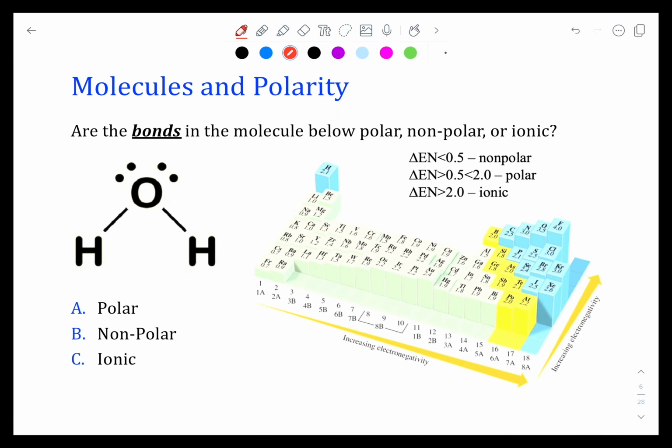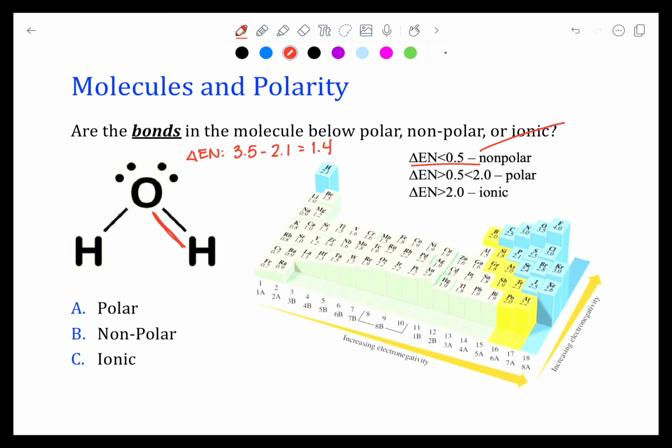So again, to review, are the bonds in this molecule polar, nonpolar, or ionic? We're going to get rid of ionic. We know it's not an ionic compound. It's water. Water is not ionic. So we want to look at the delta EN of oxygen and hydrogen. Okay, so we're looking at this bond here. Oxygen has an electronegativity of 3.5. Hydrogen has an electronegativity of 2.1. So that's a difference of 1.4.